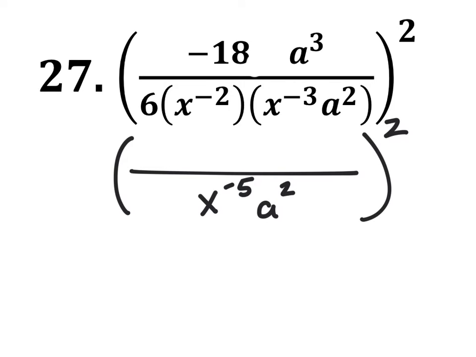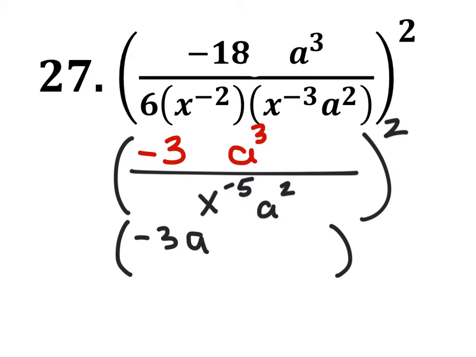Wait, ours has an x to the power of 0. Alright. Another thing we can see on this is we got negative 18 divided by 6. Right? And negative 18 divided by 6 is negative 3. And in the numerator we have a to the power of 3. We can simplify this a little bit further. We got negative 3. We can work with the a's there.